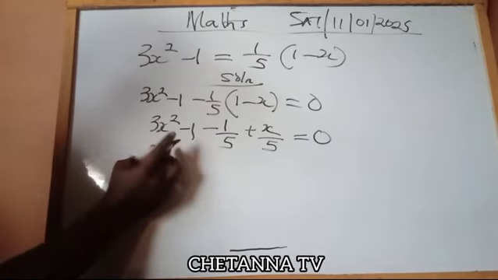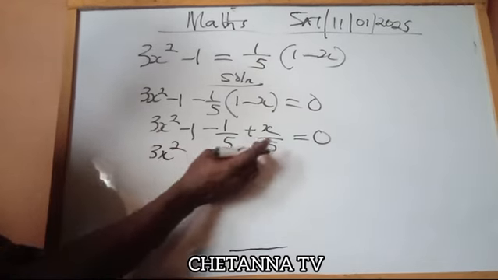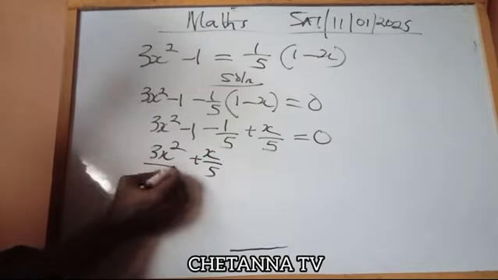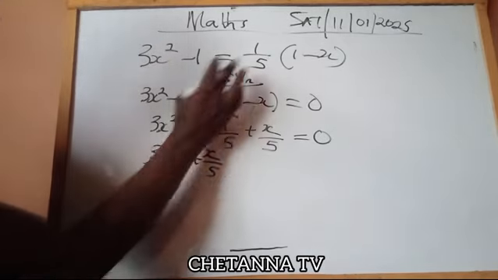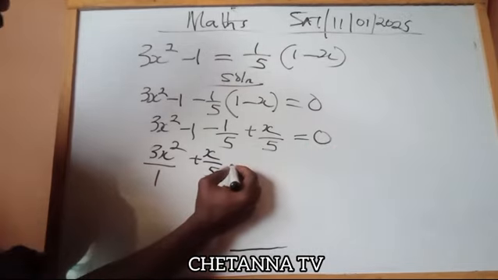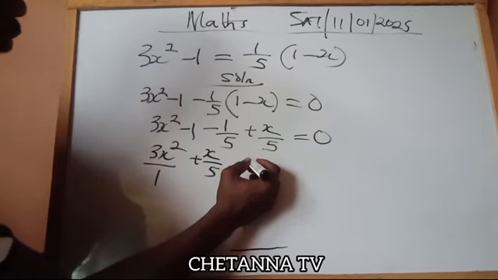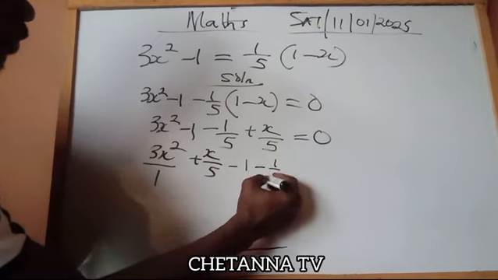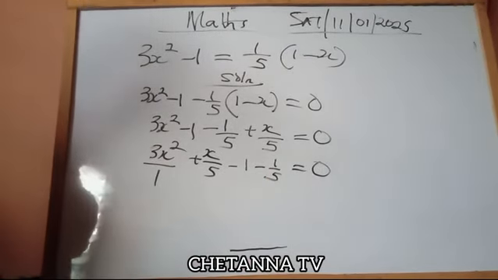So we have 3x squared plus x over 5. Are you aware that this is the same as saying x over 1? Good. Then we bring the constant this side. We have minus 1 over 5. Minus what? 1 over 5, is equal to 0.